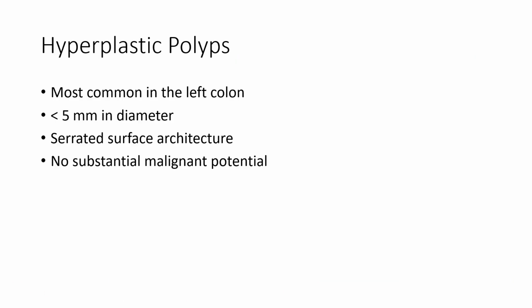Hyperplastic polyps can be found anywhere in the colon, but are most commonly seen in the left colon. They are usually small polyps, less than 5 mm in size, and they are characterized by having a serrated architecture. The serration in hyperplastic polyp is seen in the surface epithelium and the superficial part of the crypts. And hyperplastic polyps do not have malignant potential, and therefore they do not affect colonoscopic surveillance intervals.